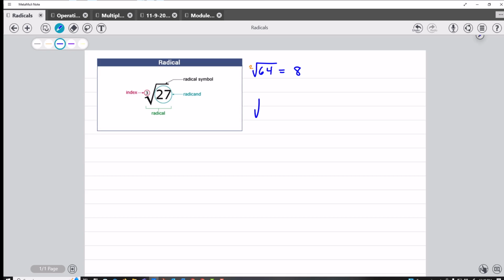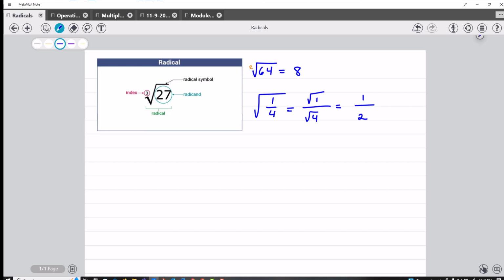I know you love fractions, but you can do the same thing with fractions, because I can rewrite this as the square root of 1 over the square root of 4. The square root of 1 is 1. The square root of 4 is 2. Or if I just thought about it, 1/2 times 1/2 would give me 1/4.